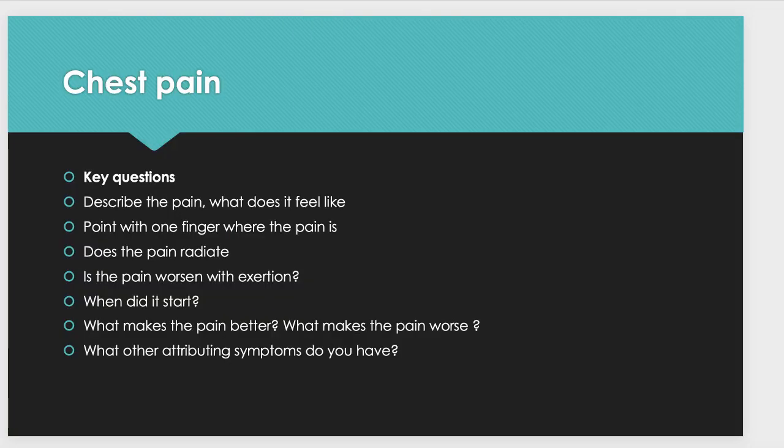Again, if you have a patient with chest pain, there are very key questions to ask. Things like your OLD CARTS, so thinking about having the patient describe the pain, what does it feel like specifically. I always ask patients to point with one finger where the pain is. Does the pain radiate? Does the pain worsen with exertion? Exactly when did it start? What makes the pain better? What makes the pain worse? And what other associated symptoms does the patient have?